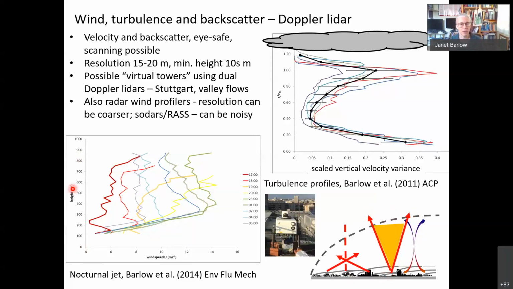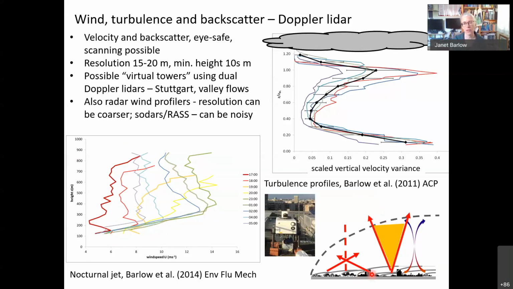So here we have, with height, the wind speed showing us from the end of the day at 5 o'clock in the evening, the profile transitioning to a nocturnal jet. So that's the kind of detail that we can now get continuously using Doppler lidars. Now they could be used in different ways.